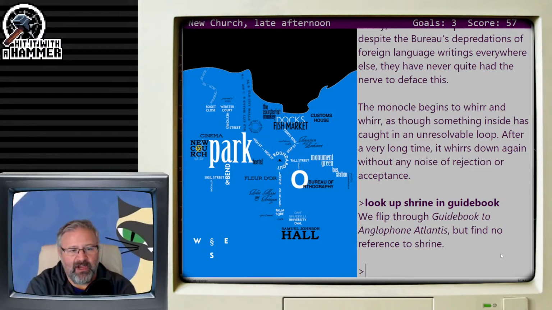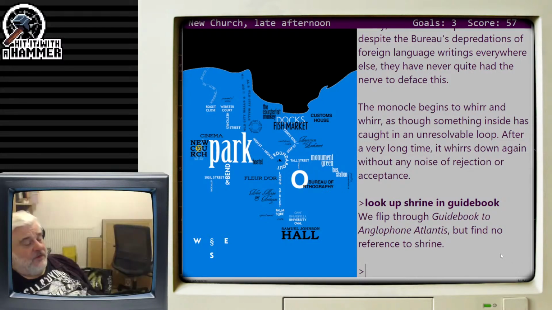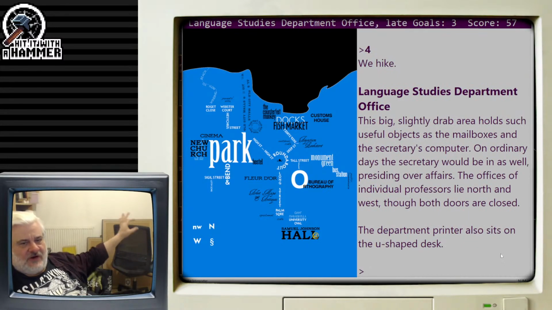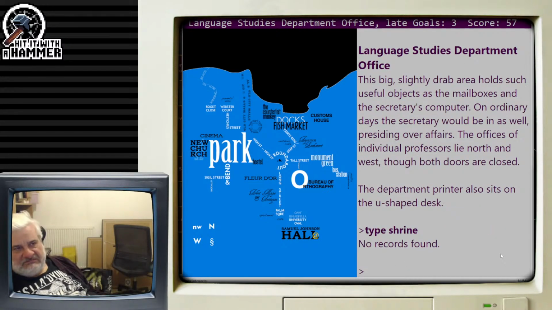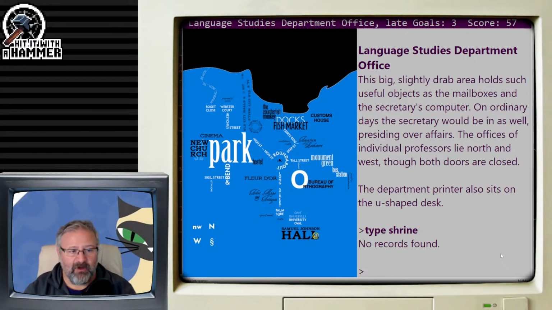No reference to shrine in the guidebook. I'm sure there won't be on the computer. It's nothing to do with the university. I mean, it could just be incidental, for all we know. At least we know the only reason there. I thought it might be in the computer is that the university might have a record of weird linguistic shrine artifacts dotted around the place. It's clutching at straws, I know. I've just gone there and typed shrine, no records found.